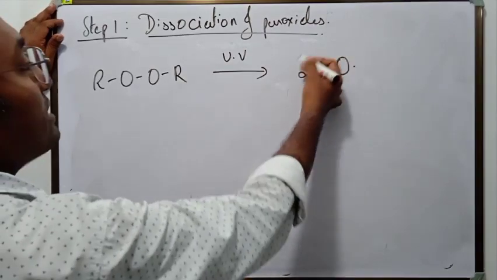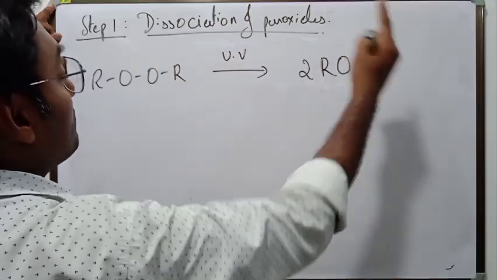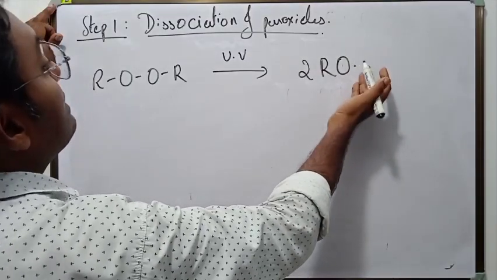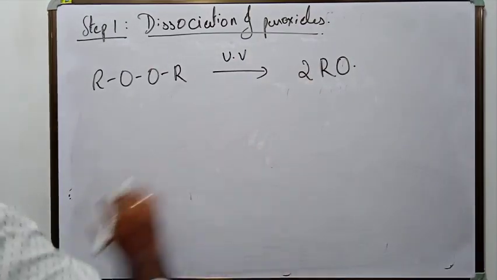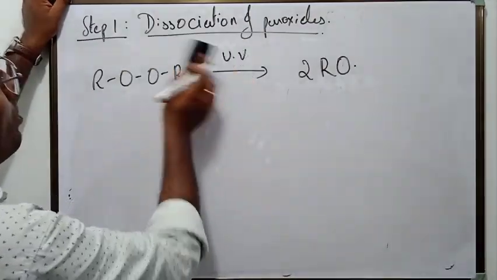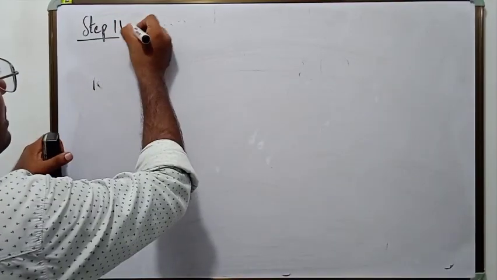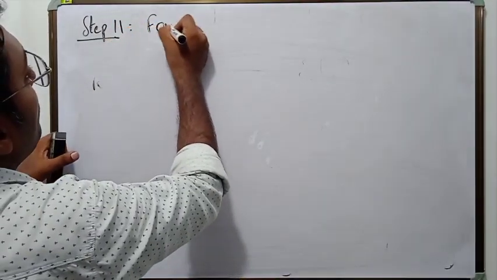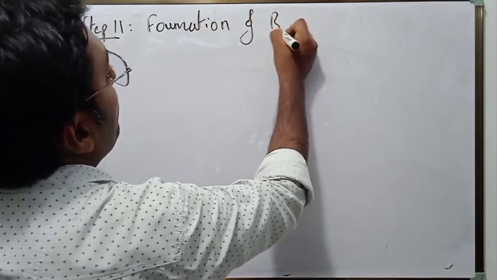Now the peroxide free radical has 1 electron and is deficient of 1 more electron. So it seeks to attack HBr in the next step. Let us see step number 2: formation of bromine free radical.